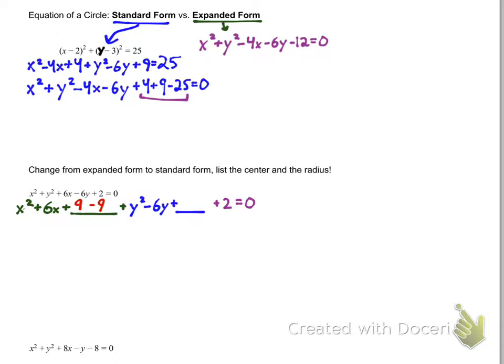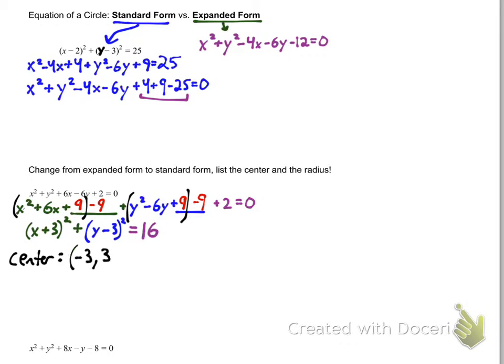I know I need to add 9 and then subtract 9 because that completes the square for the x's. I also know I need to add 9 and subtract 9 because negative 6 divided by 2 is negative 3, and that squared is positive 9. I complete the squares, so I can put these in parentheses, and I get x plus 3, all of that squared, plus y minus 3, all of that squared. And if I combine all the constants and move it to the other side, you find out you get 16.